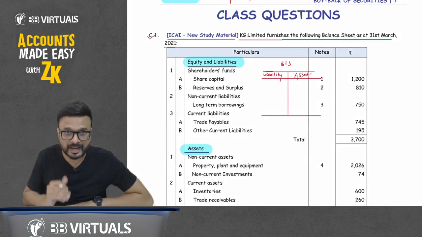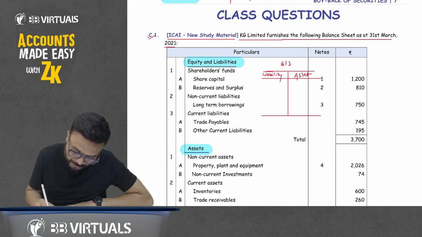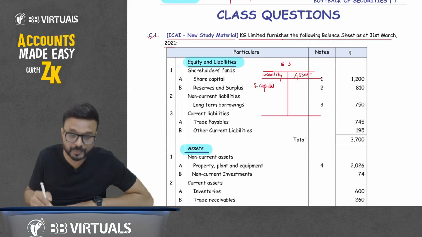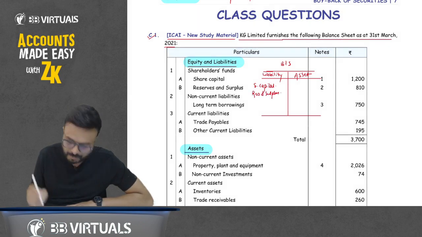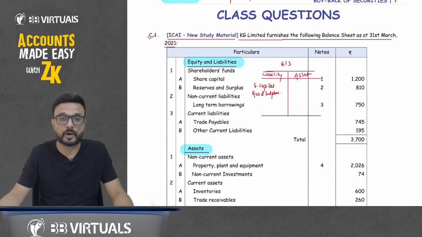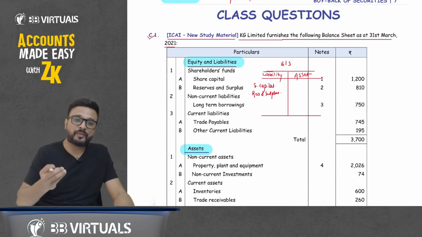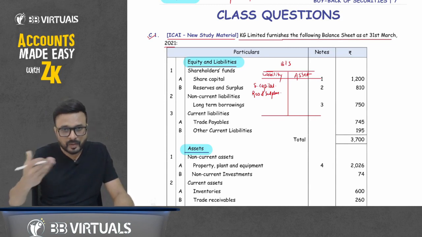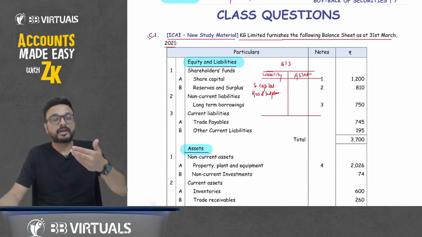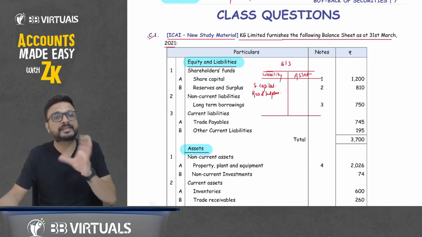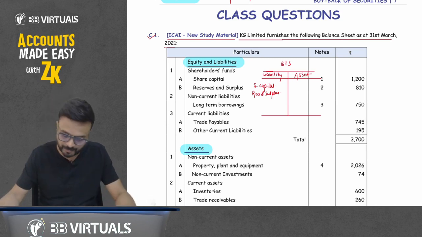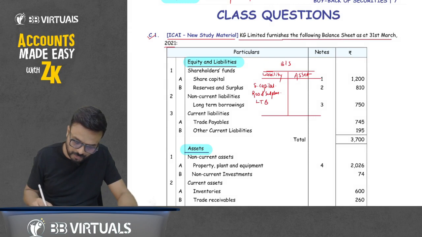What do we write on the liability side? Capital. Here we call it share capital. Some profit which belongs to the owner, we call it here reserve and surplus. When you prepare a normal balance sheet of a proprietorship firm or partnership firm, that profit belongs to the owner. Here also the profit belongs to the owners, who are shareholders. But we don't write it in share capital. We prepare a separate heading for it, reserve and surplus. Then long-term borrowing, current liabilities.